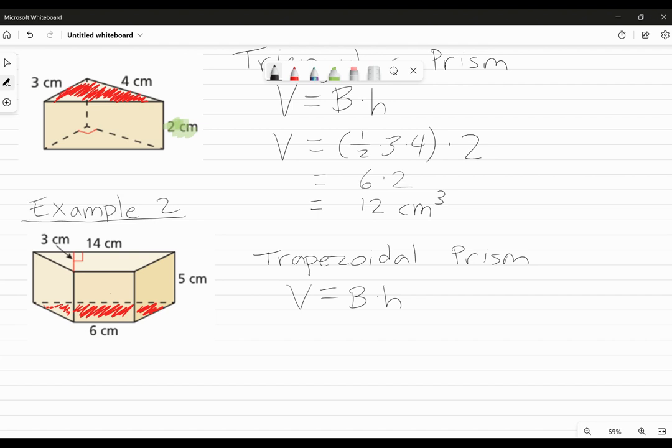And in this case, the height is 5 centimeters. So here they're showing you in this picture, the 3 centimeters is the height of just the trapezoid, but the 5 centimeters is the height between the two congruent bases. So when you're setting up your volume formula, you do the area of the trapezoid times the height of the prism.